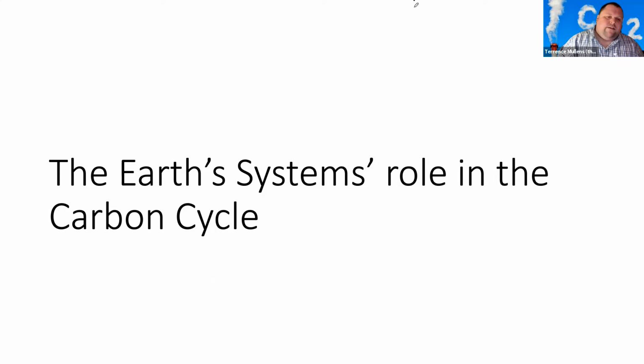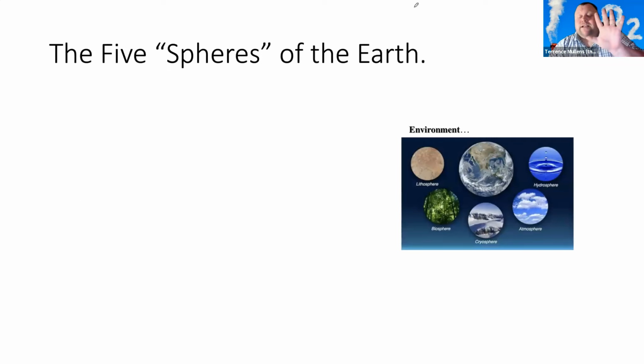So there are 5 different components of the Earth system, and we refer to these as spheres. The 5 spheres of the Earth. These are the 5 main components, the 5 main groups of the Earth system. So our Earth is made up of a conglomeration of these 5 things.